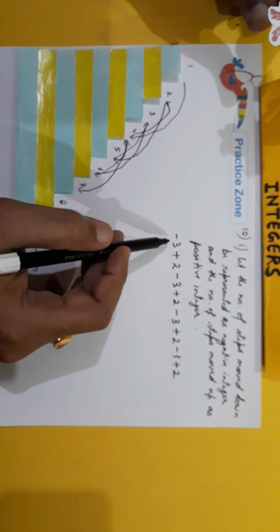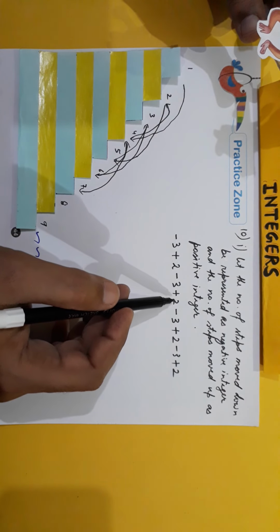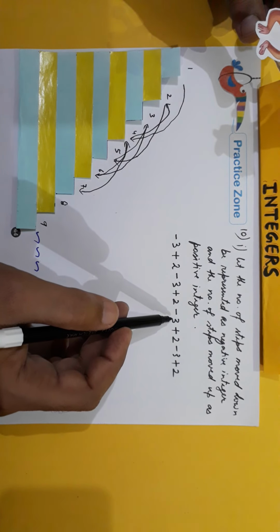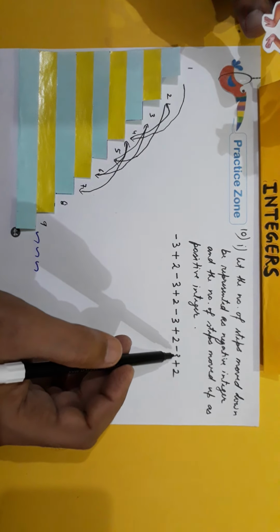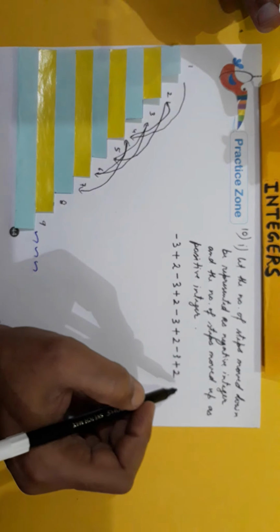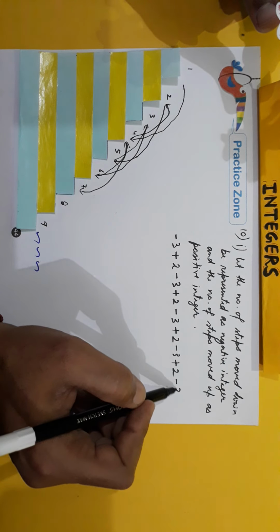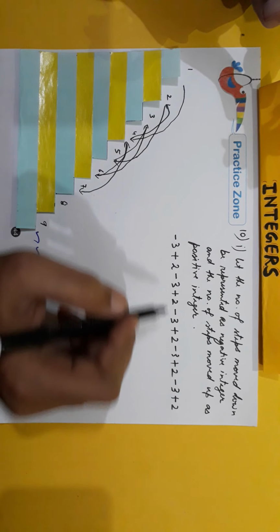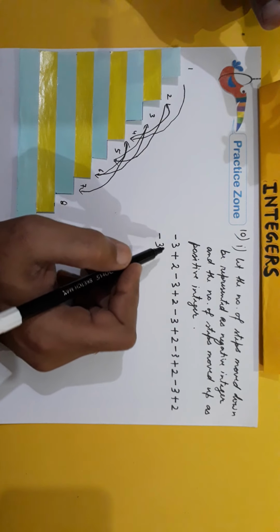Now see, minus 3 plus 2 is minus 1, minus 1 minus 3 is minus 4, minus 4 plus 2 is minus 2, minus 2 minus 3 is minus 5, minus 5 plus 2 is minus 3, then minus 3 is minus 6, then minus 4, then minus 7, then minus 5, then we are getting minus 8.